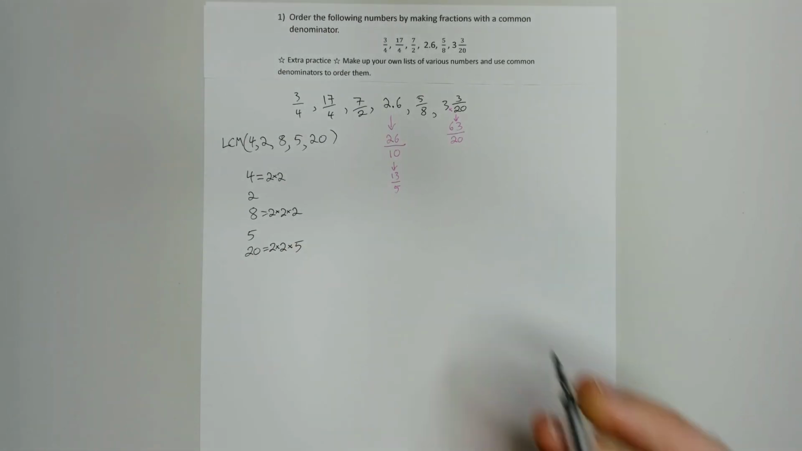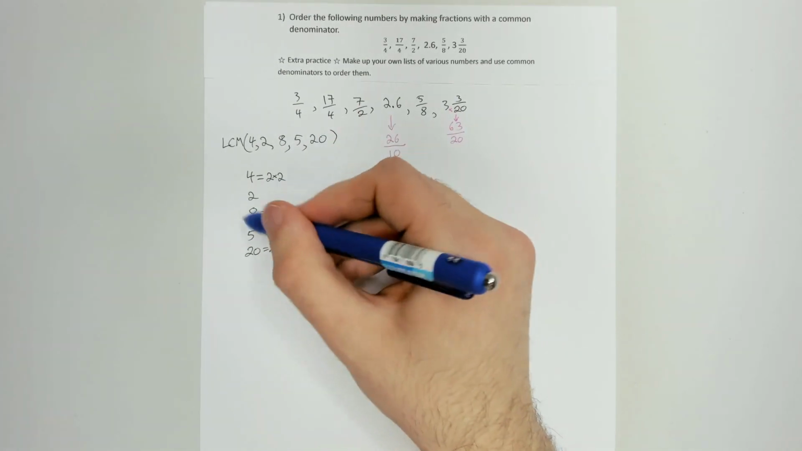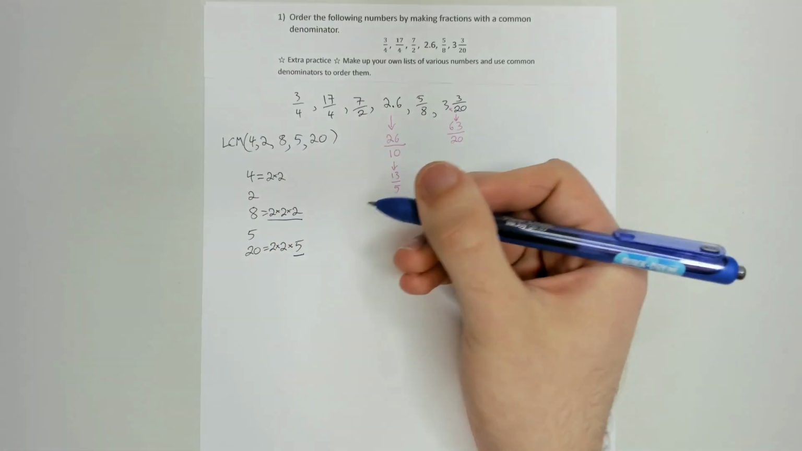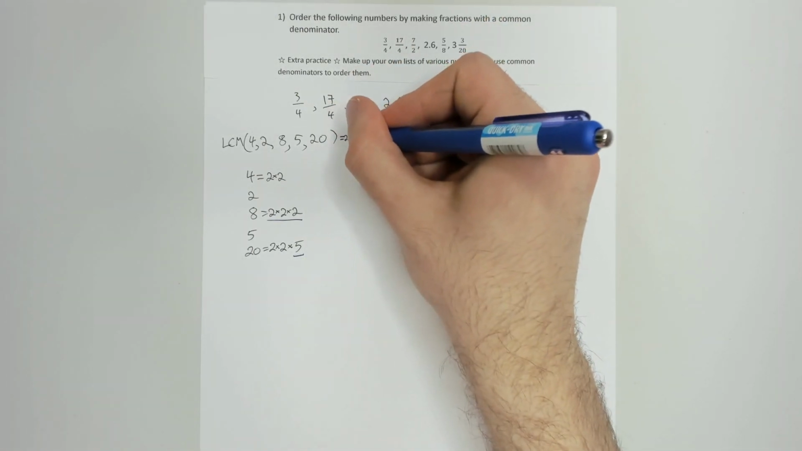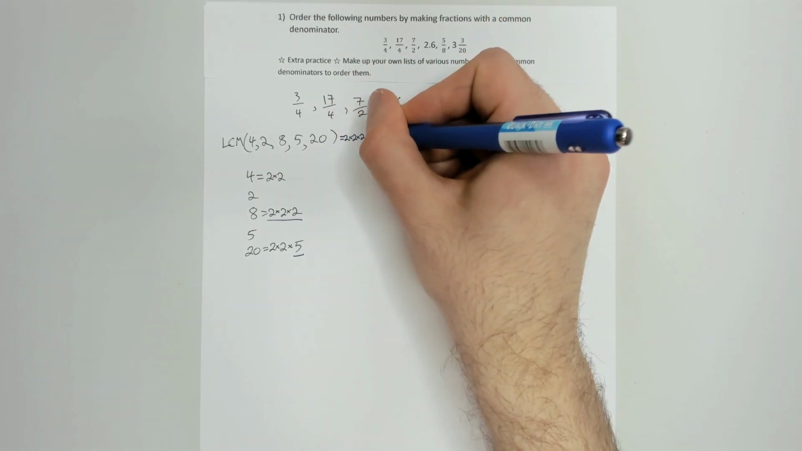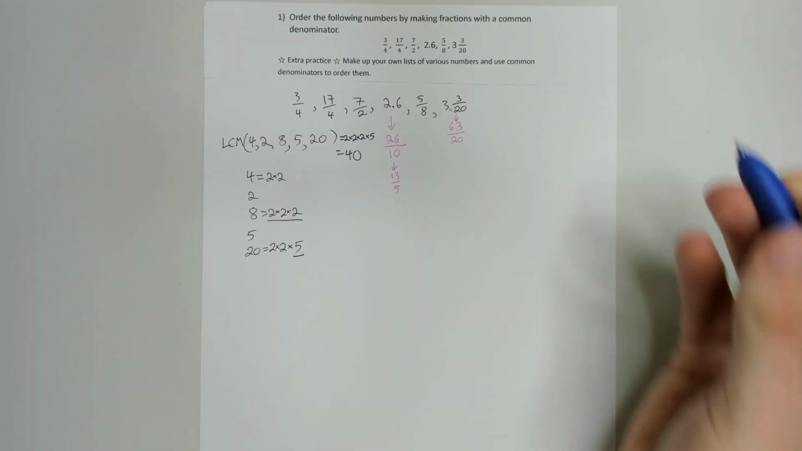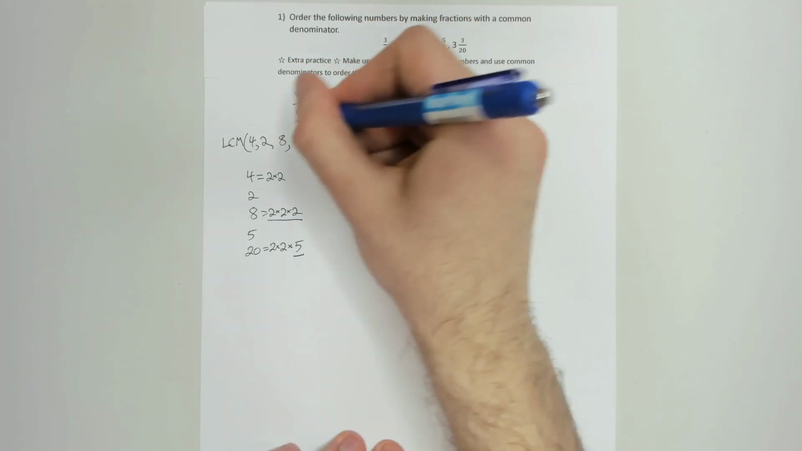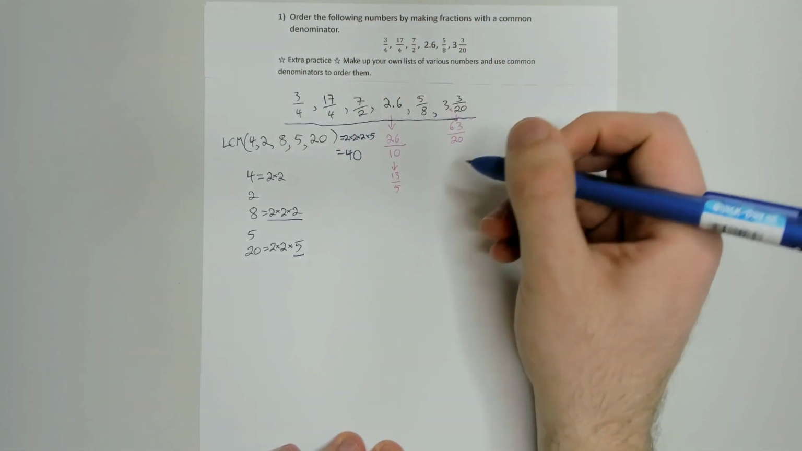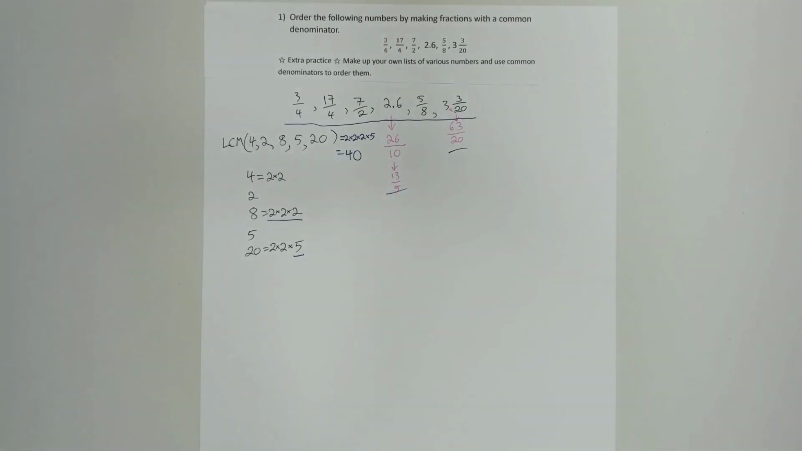So we need to make sure everything is covered. We'll need three 2's because that's going to cover all of the 2's, and we're going to need a 5 because that'll cover all the 5's. So our lowest common multiple is going to be 2 times 2 times 2 times 5, which is 8 times 5, which is 40. So 40 is going to be our common denominator for all these. Now we just want to re-express all of these numbers, including these two fractions, as a fraction out of 40.